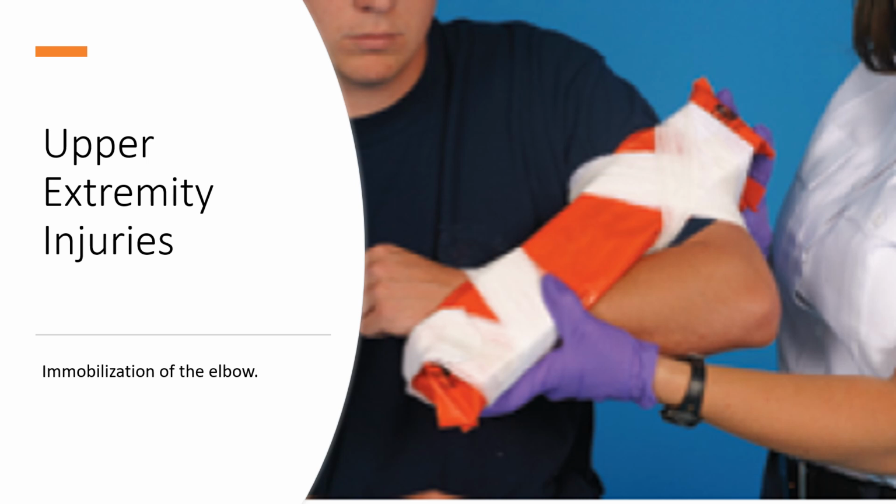So here's an example of immobilizing the elbow. We're not trying to do anything crazy, and one thing that this does pretty well is that it immobilizes below and above the joint, keeping the elbow at that area where we had good circulation and we're not going to cause any further damage. So remember, with the elbow, we're really looking at trying to limit further injury.